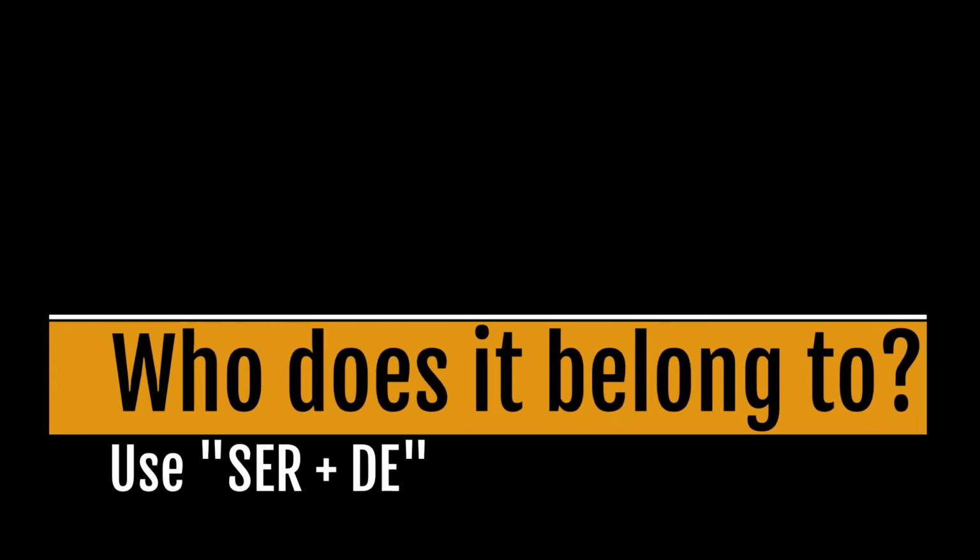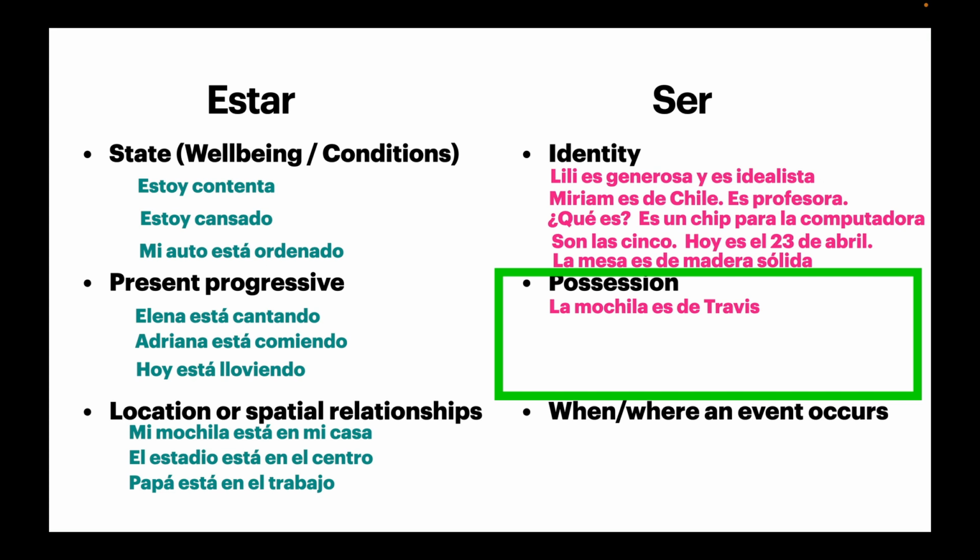Another thing we use ser for is possession. La mochila es de Travis. So in Spanish, as you know, we don't have apostrophe s to express that something belongs to someone. So we couldn't say, this is Travis's backpack. Instead, we use ser de. That's why here it says, la mochila es de Travis. Es la maleta de Tomás.